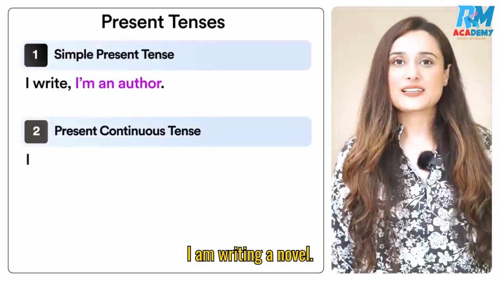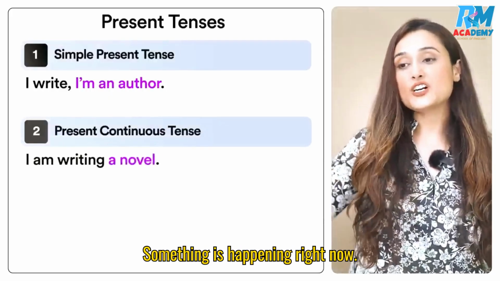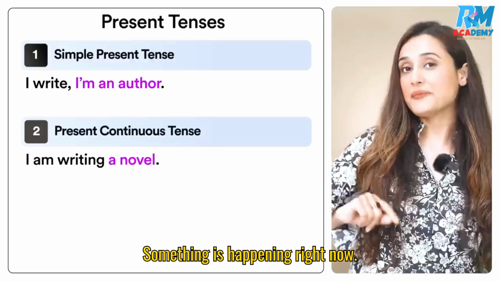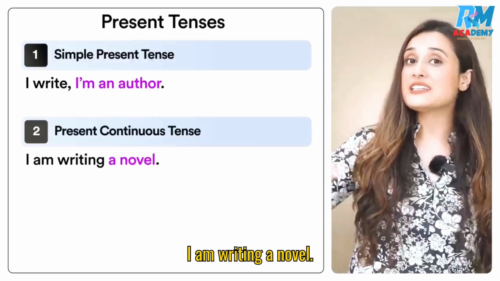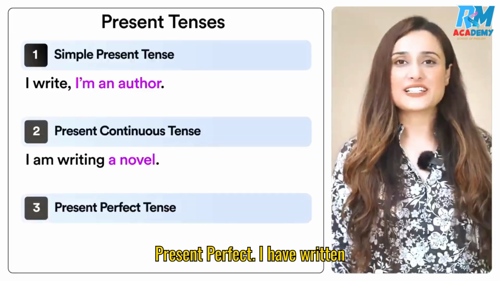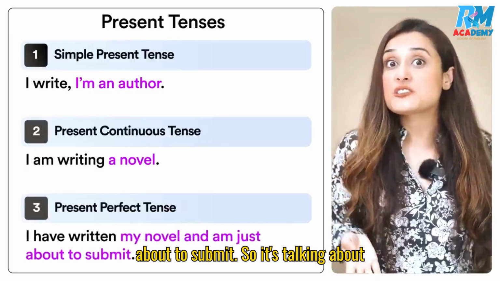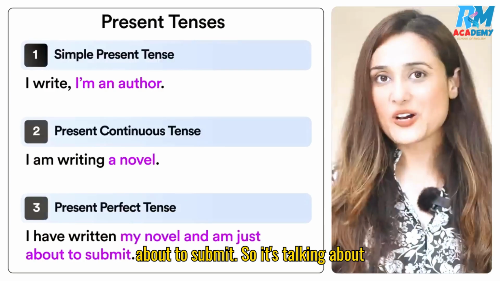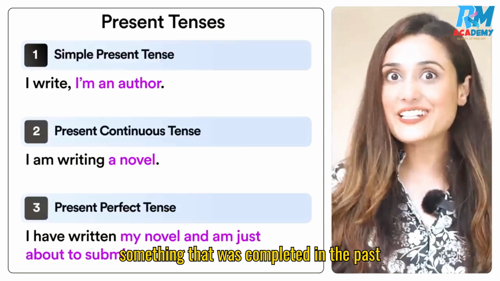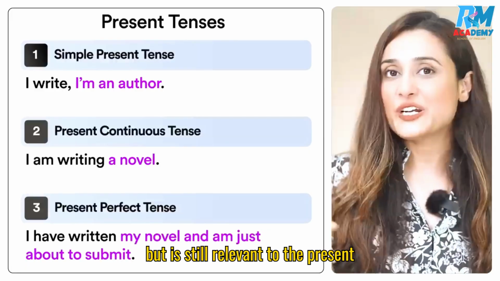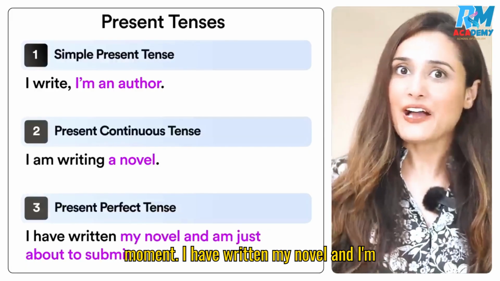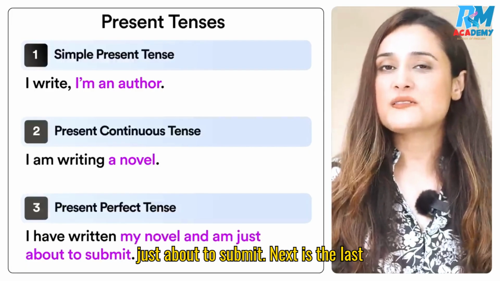Present continuous. I am writing a novel. Something is happening right now. I am writing a novel. Present perfect. I have written my novel and I'm just about to submit. So it's talking about something that was completed in the past but is still relevant to the present moment. I have written my novel and I'm just about to submit.